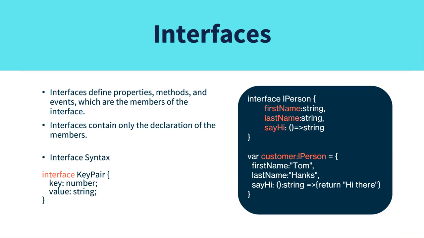Interfaces. Interfaces define properties, methods, and events which are the members of interfaces. Interfaces contain only the declaration of the member. So interfaces are something similar to classes, but we need not define the whole hierarchical way we define a class. We can define interfaces quickly and we can use them as a data type like number and string.